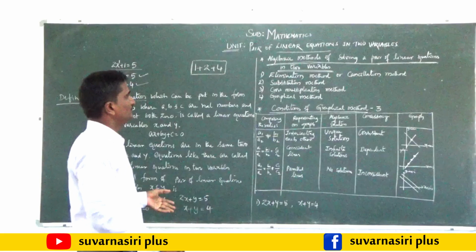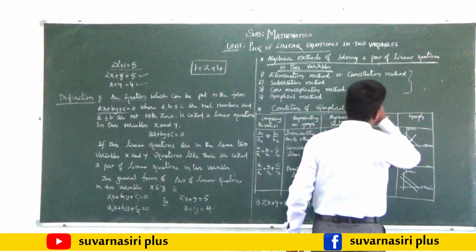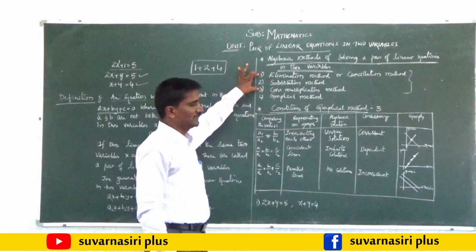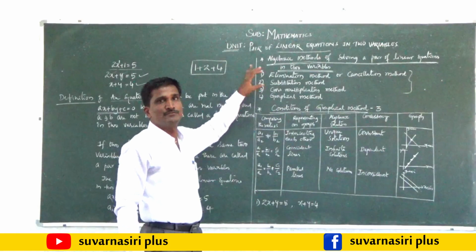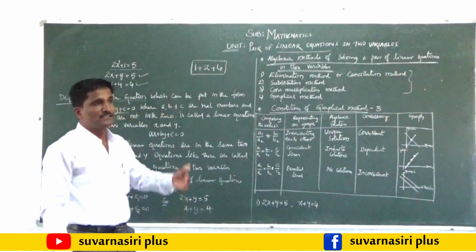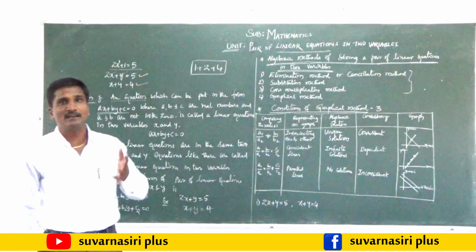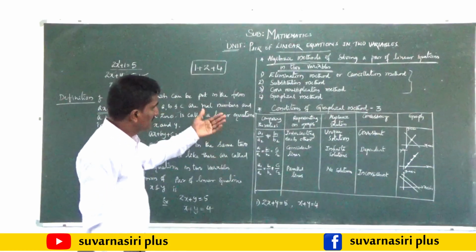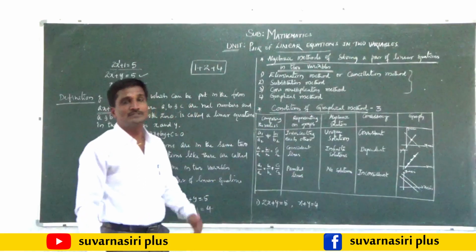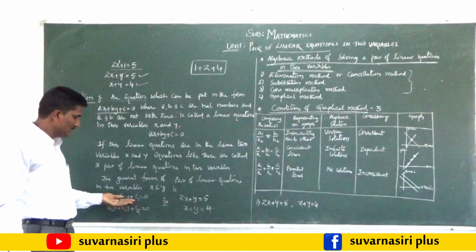Among these, if in the annual examination they ask a 2 marks question, we can use only the first 3 methods. For the graph, the 4 marks question, we have to use the graphical method. While solving a pair of linear equations by the graphical method, there are 3 conditions. See here, conditions of the graphical method. What are those 3 conditions? The pair of equations in the general form is there, no?